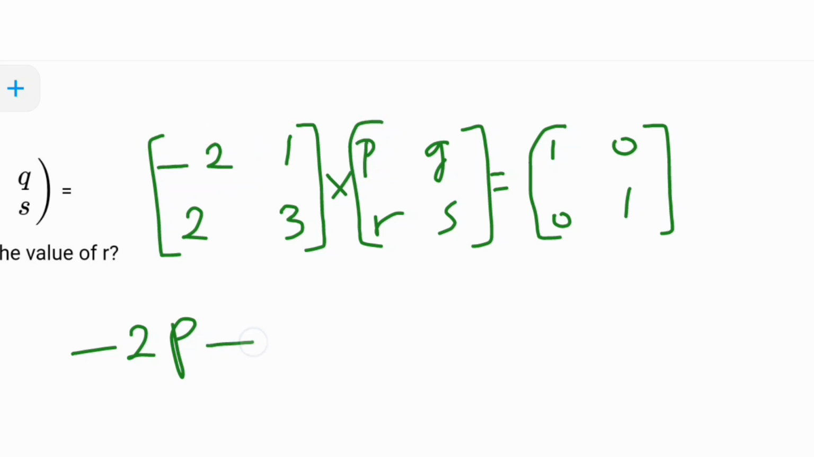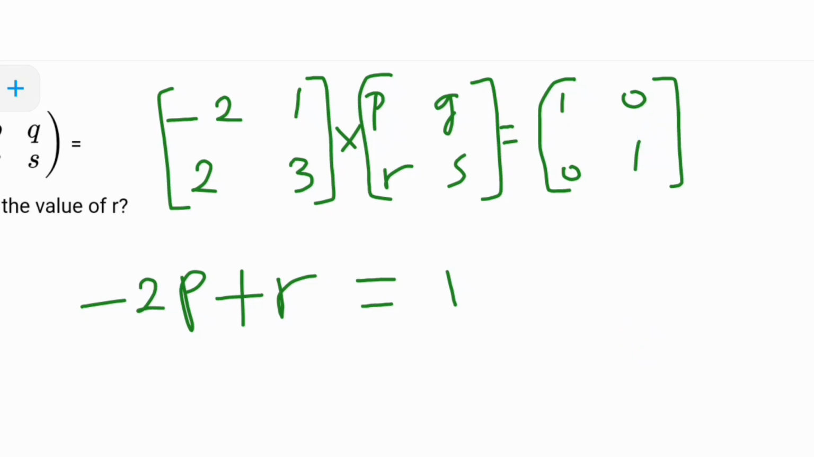Then you write plus, you add it to the next one. The second one here is 1, the second one here is r. So 1 times r will give you r. Then that will be equal to the first guy here. The first guy here is 1, so that will be equal to 1. The second point, you need to consider this one and this one. Then that will be equal to the second one here.